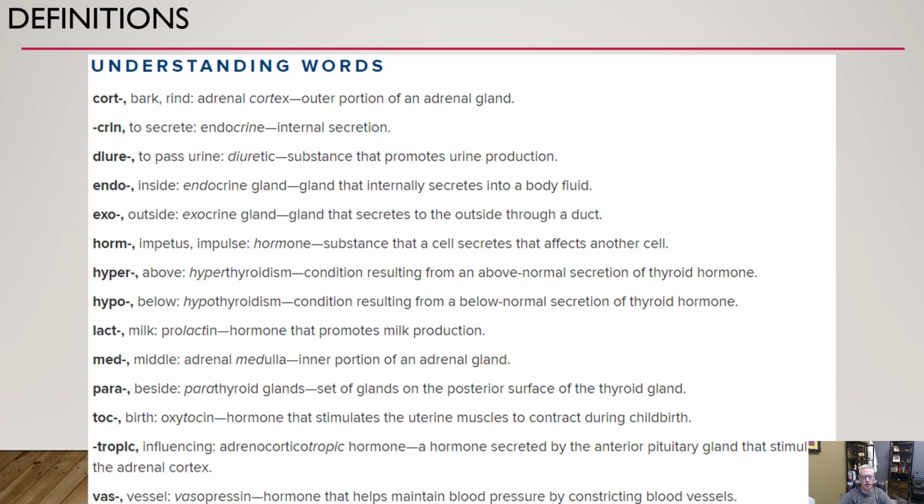Some of them that you already know. Endo means inside. Exo means outside. Hyper means above, hypo means below. All right.